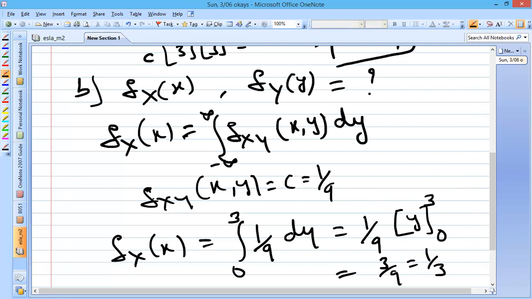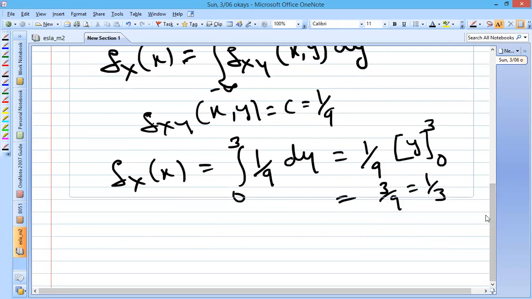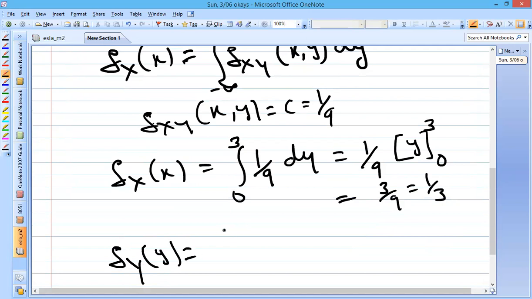Similarly, can you do the calculation for the marginal PDF of y? Calculate and tell me the answer. Fy of y you need to calculate. This is the integral from minus infinity to plus infinity of fxy of x comma y, which has to be integrated with respect to what? With respect to x, ma'am. Yes, dx. Now substitute, simplify, and tell me the answer.